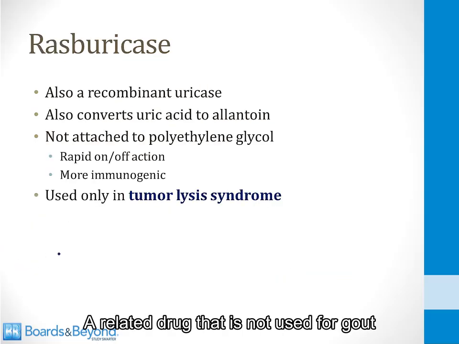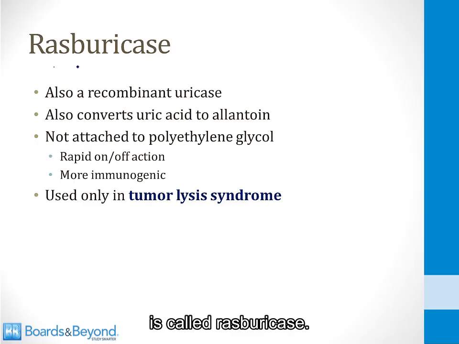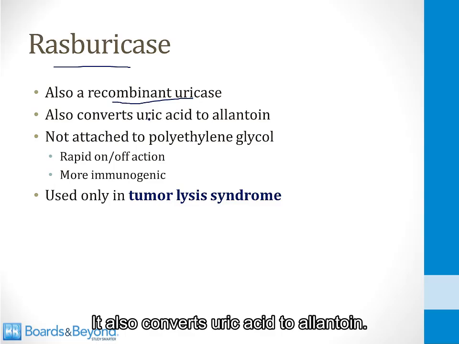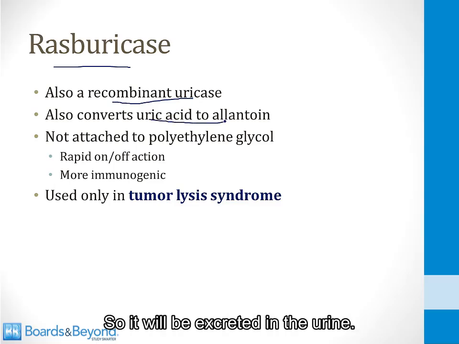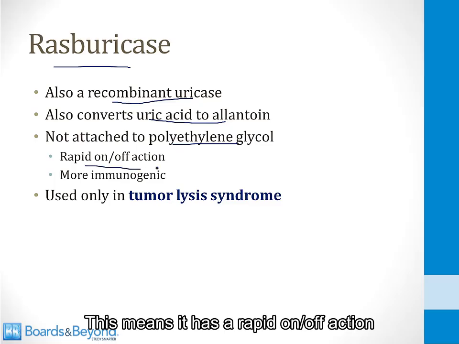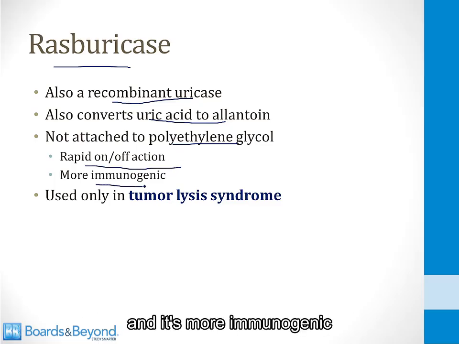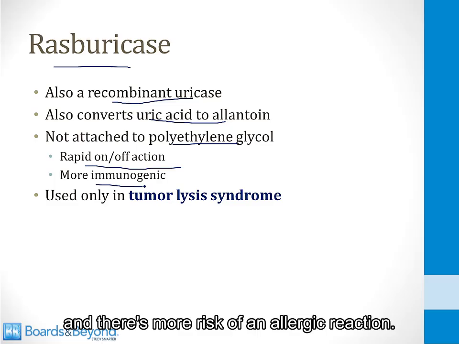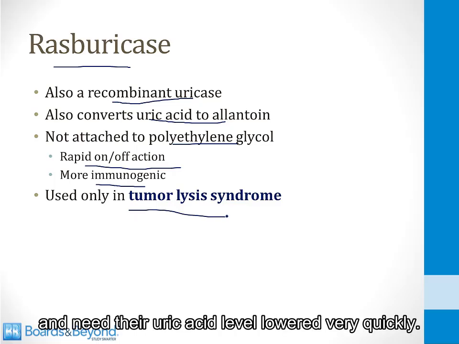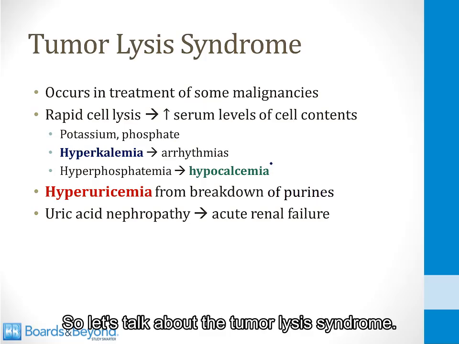A related drug that is not used for gout is called rasburicase. This is also a recombinant uricase. It also converts uric acid to allantoin, so it will be excreted in the urine. However, rasburicase is not attached to polyethylene glycol. This means it has a rapid on-off action and it's more immunogenic and there's more risk of an allergic reaction. This drug is only administered to patients who have the tumor lysis syndrome and need their uric acid level lowered very quickly. So let's talk about the tumor lysis syndrome.